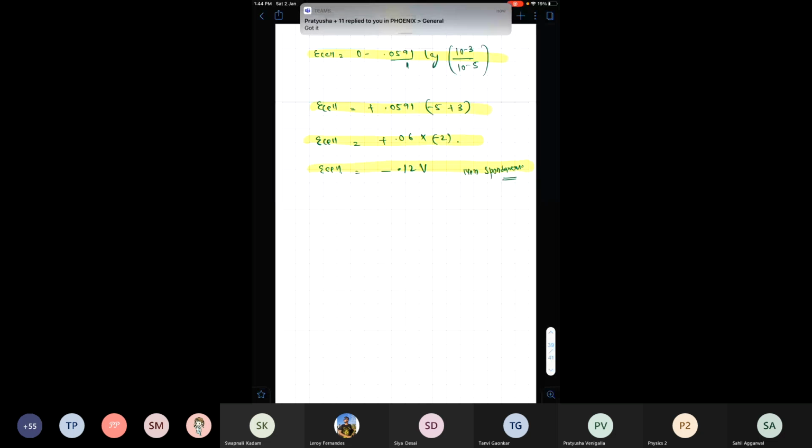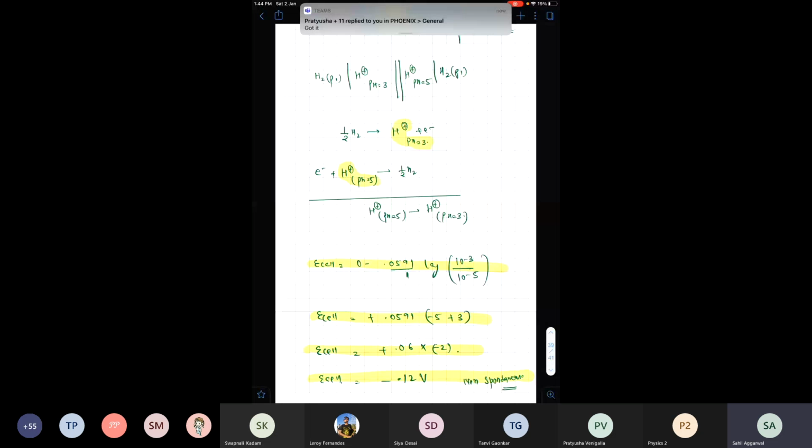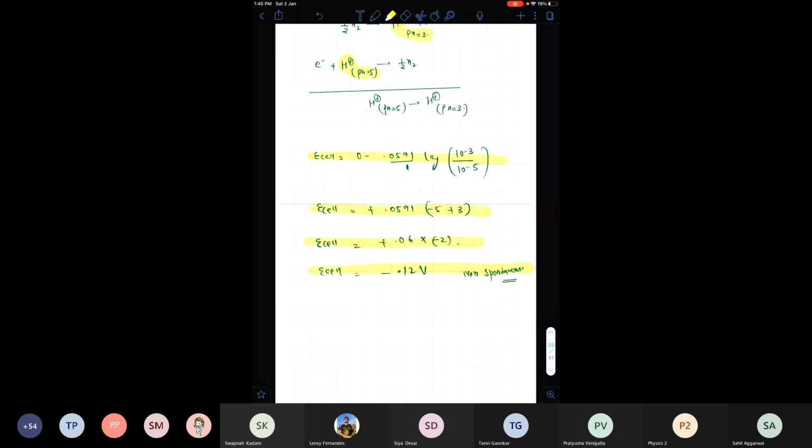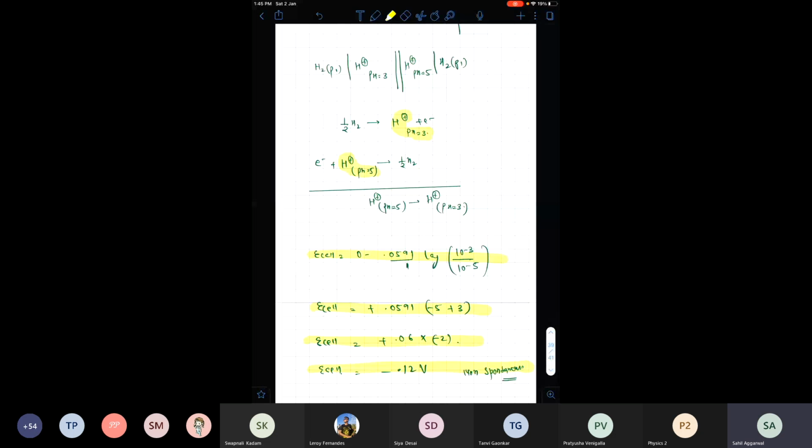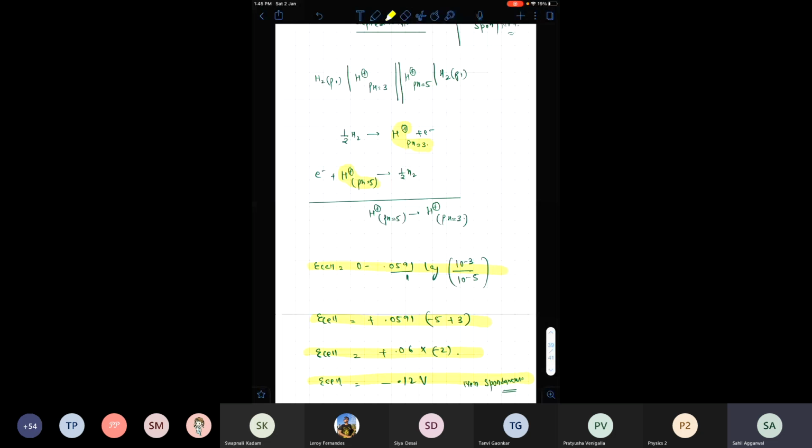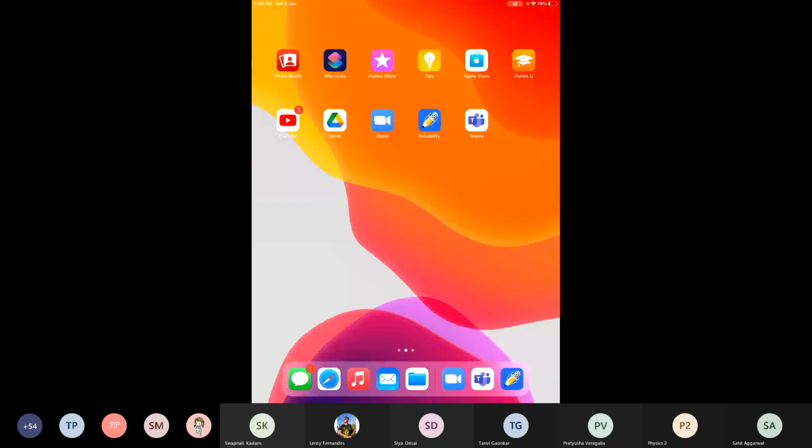All of you understood this? Tomorrow we'll complete this topic and we'll go to Faraday's law of electrolysis. We will finish this and start Faraday's law. Okay, that is it for today.